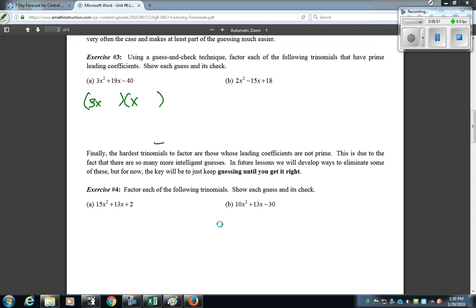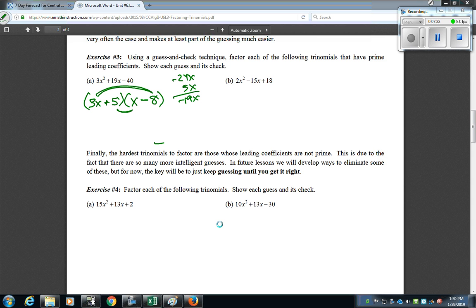Now, because I have a negative 40, well, I know I'm going to have to have one positive and one negative, and it could be something I might have to switch as I do guesses. But let's check with 40. My first instinct right now is going to be to do 5 and 8. Now I want to check the middle two terms, so I have 5x for 5 times x, and then I have 3x times negative 8, which is negative 24x. So if I have negative 24x and 5x, that's going to give me negative 19x.